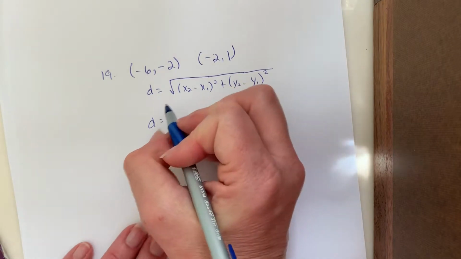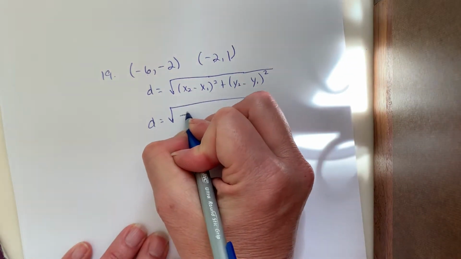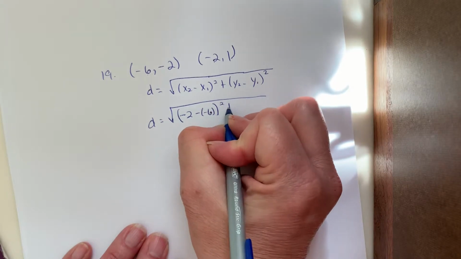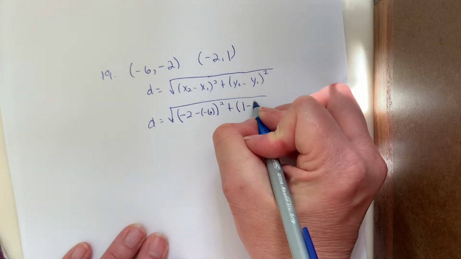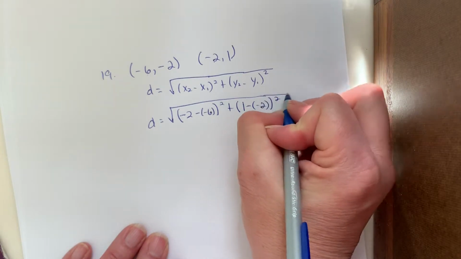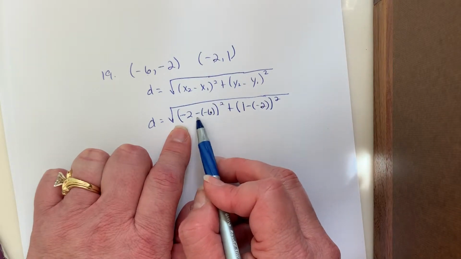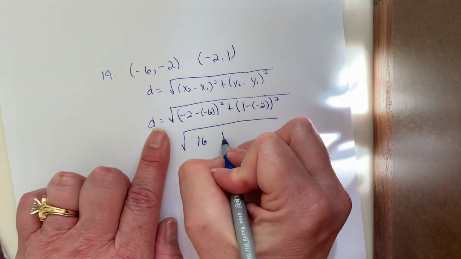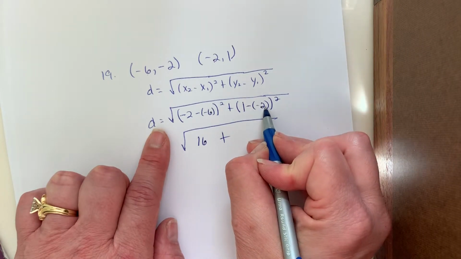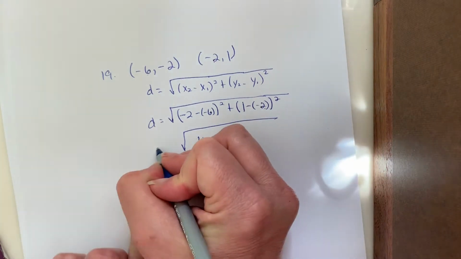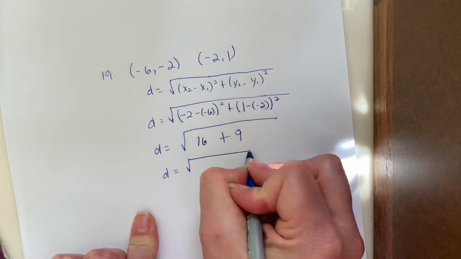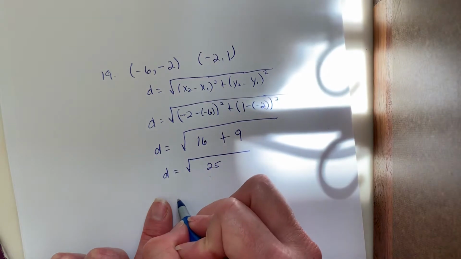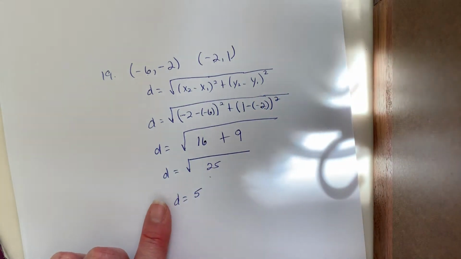So D equals the square root of -2 minus -6 squared plus 1 minus -2 squared. All right, this is like -2 plus 6, so we end up with 4 squared is 16, plus, this is like 1 plus 2, which is 3, squared is 9. So the distance equals the square root of 25. And we're going to get a positive number because you can't have a negative distance. So distance equals 5 on that problem.